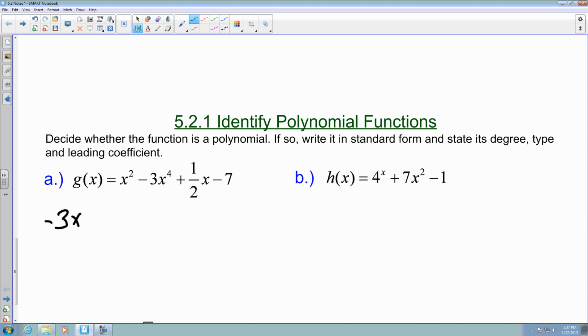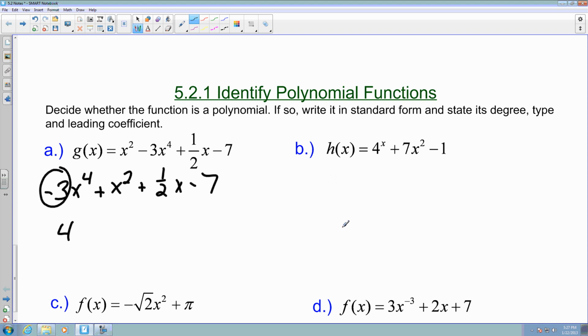So I'm going to have negative 3x to the fourth. Next would be squared, so plus x squared plus 1/2 x minus 7. That is how it would be written in standard form. Again, my degree would be 4, my type would be a quartic function, and the leading coefficient would be negative 3.